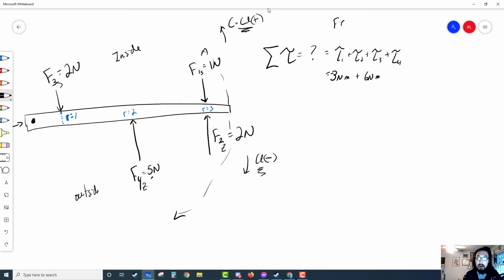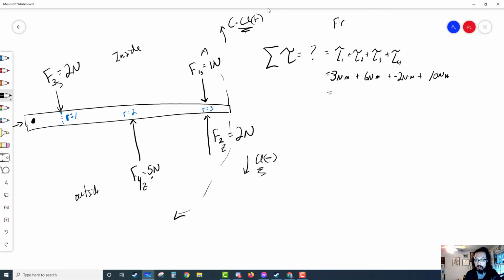All right. F3, torque 3, we have 2 times 1. So that is 2 Newton meters. And if it was just torque 3, it will be pushing this object in the clockwise direction. So that'll be negative. And then our last one is torque 4. 5 times 2 is 10 Newton meters. And because that'll be pushing it towards the positive direction, we'll say that's positive.